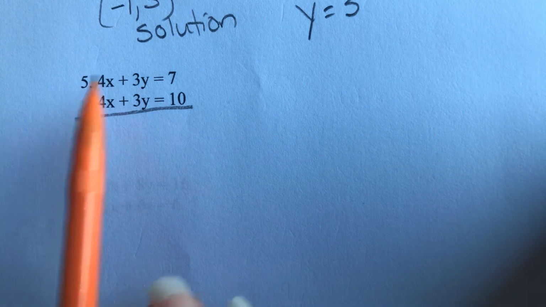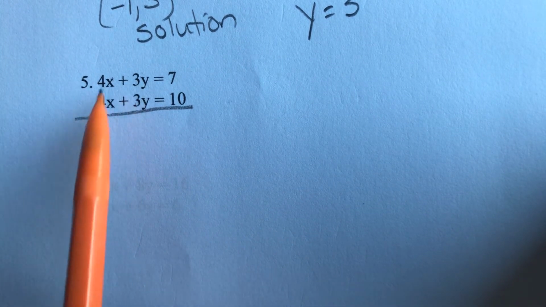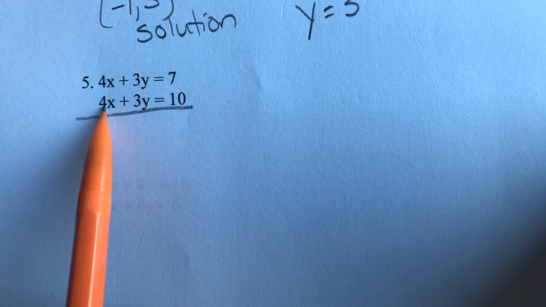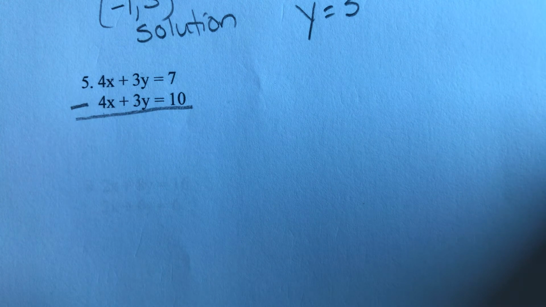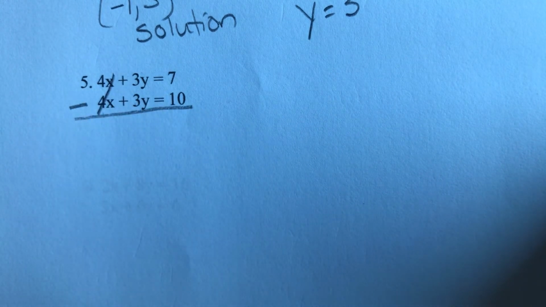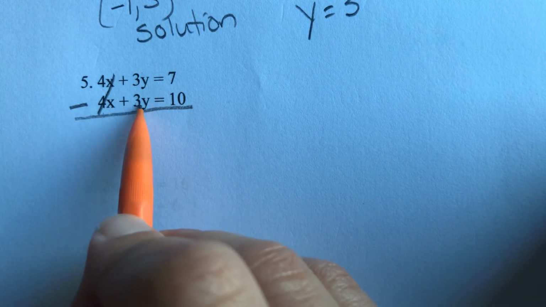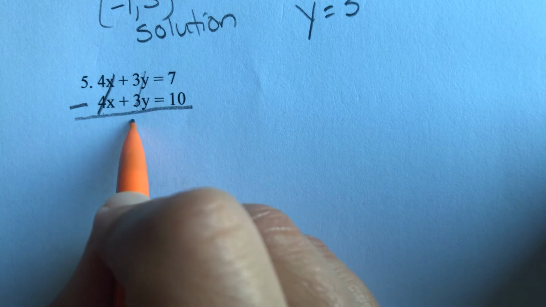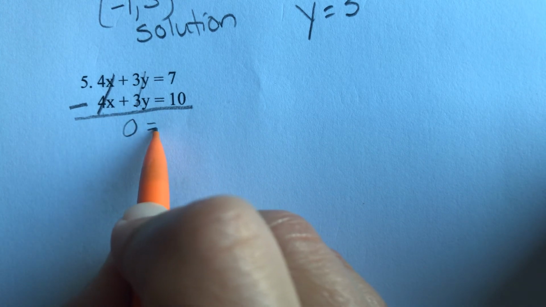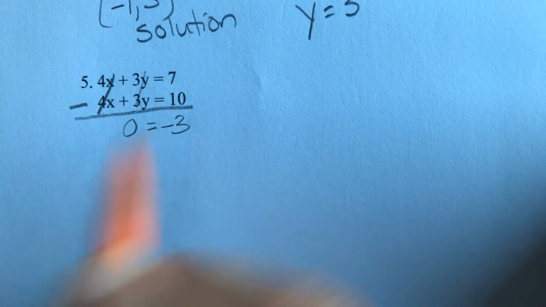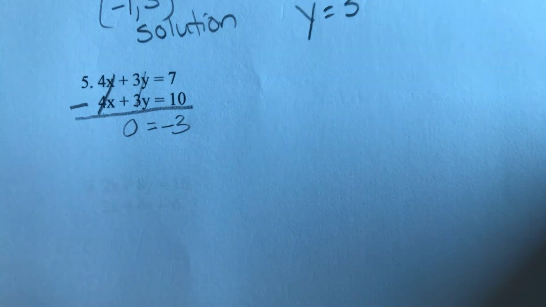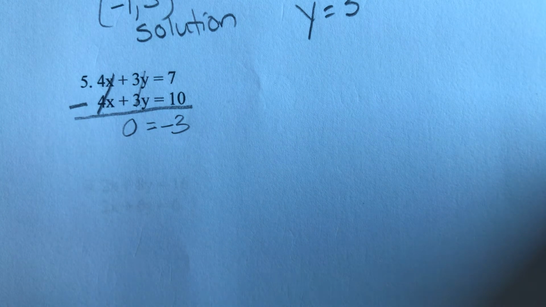All right. 4 and 4, oh, we also got 3. So they're going to add together if we try adding. So we've got to subtract again. 4 minus 4 cancels. Well, 3 minus 3 also cancels, leaving us with 0 over here. 7 minus 10, -3. We did not make a mistake.